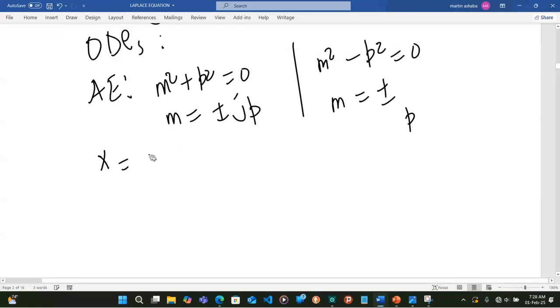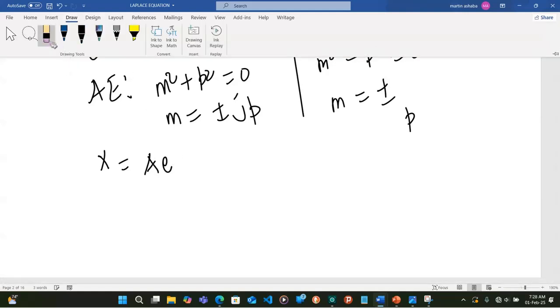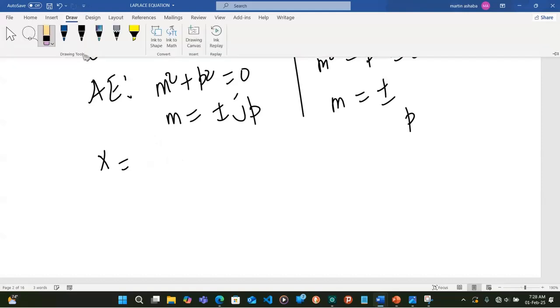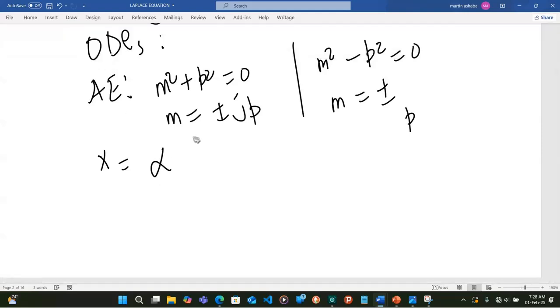So this is going to be a. Let me use a small a. Let me use which other constant haven't we used? Let me use alpha. Okay, alpha exponential of px plus beta exponential of negative px. Remember, this is j, and you have a j here.